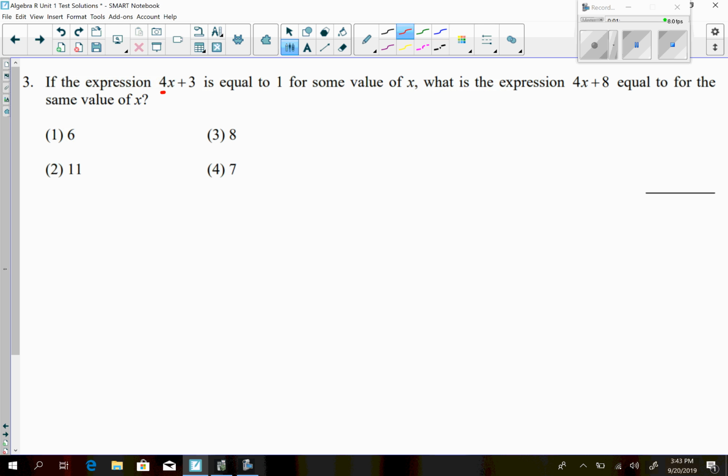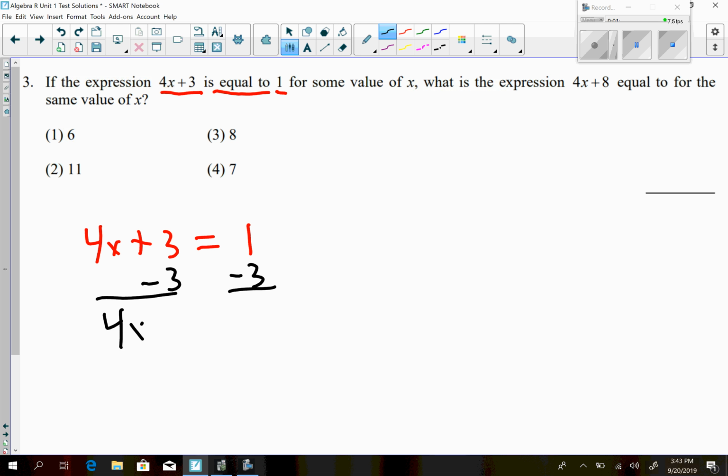If the expression 4x plus 3 is equal to 1, then subtract 3 from both sides. 4x equals negative 2, because 3 minus 3 is 0. 1 minus 3 is negative 2. If I divide both sides by 4, 4x over 4 is just x, equals negative 2/4, or negative 1/2, or negative 0.5.